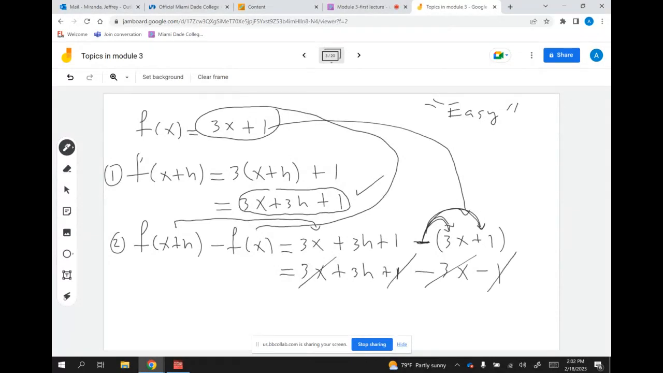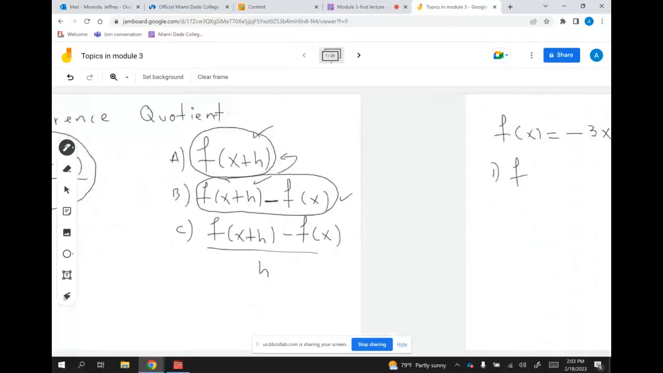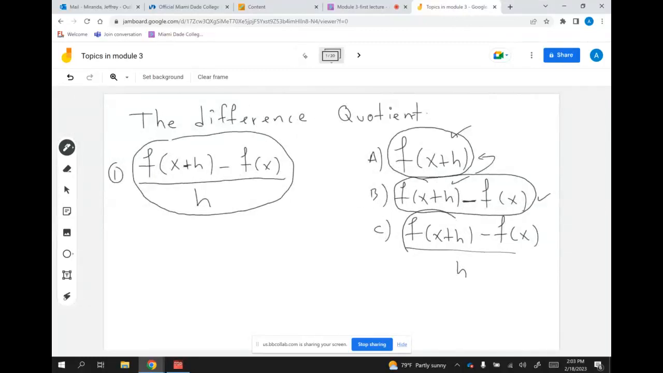So what's left after all of this? All that is left is 3h. Okay, that's what's left here. But I'm not done, because now I have to do step 3, which is the entire thing. But by the time that you get here, you would have done this part. This part is already done. You did it here. And then the only thing new is that I'm going to finally divide by h.